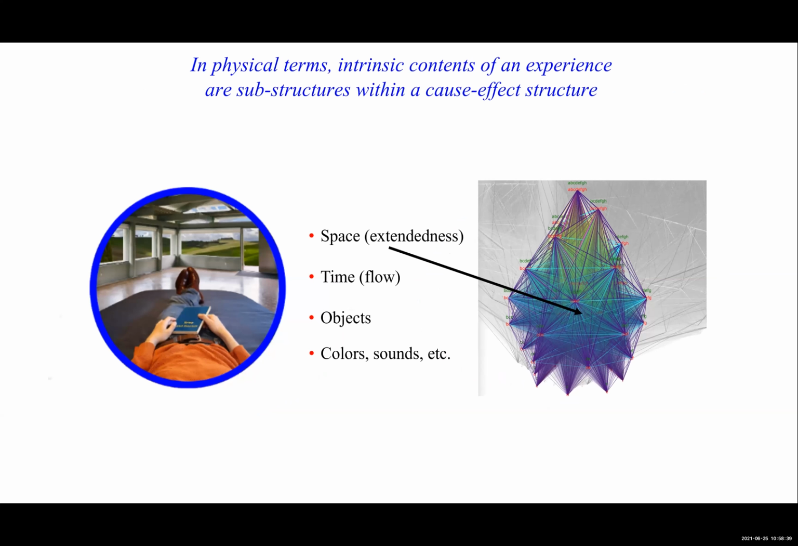The idea is that any content of an experience, like the extendedness of the visual field, the feeling of time flowing, an object like my body I might be seeing, and the colors, et cetera, everything that exists as a content of an experience exists physically, according to IIT. Everything is physical in this very precise way of understanding physics as operational cause-effect power. And to be more specific, it is a substructure within the cause-effect structure.